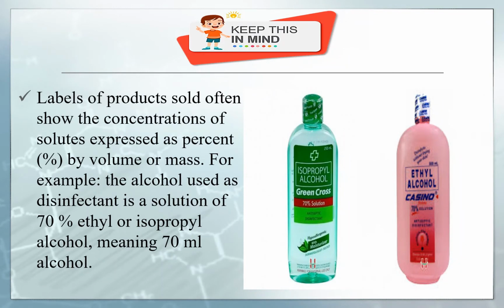Remember that labels of products sold often show the concentrations of solutes expressed as percent by volume or mass. For example, the alcohol used as disinfectant is a solution of 70% ethyl alcohol or isopropyl alcohol, meaning 70 ml alcohol. A 70% solution of alcohol is good for disinfectant because it can kill 99.9% of germs and other viruses.